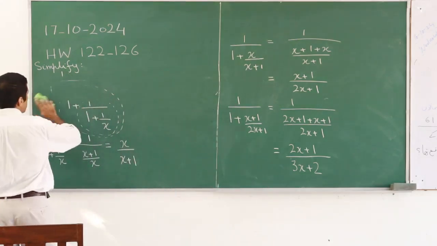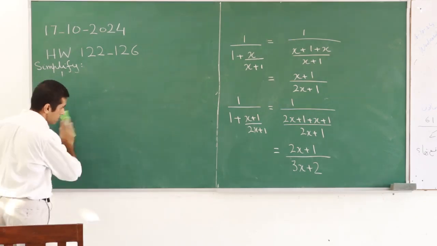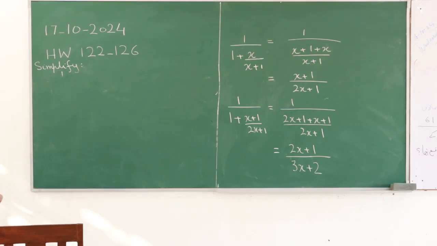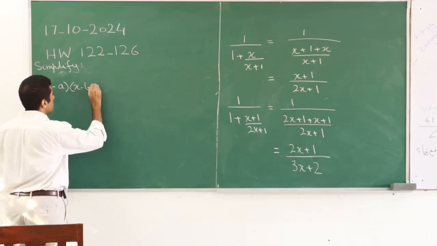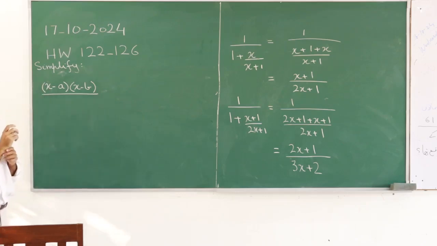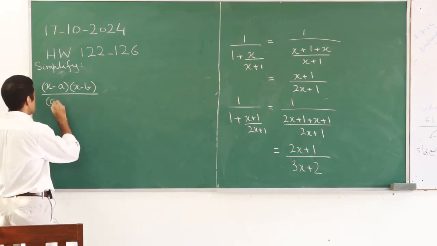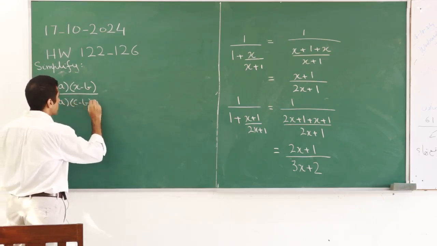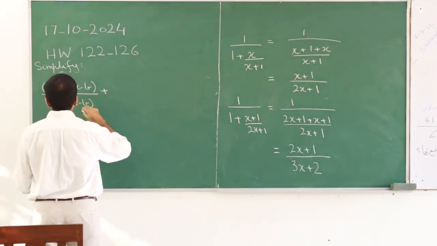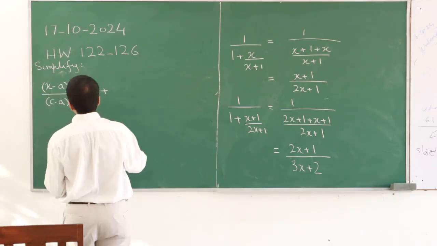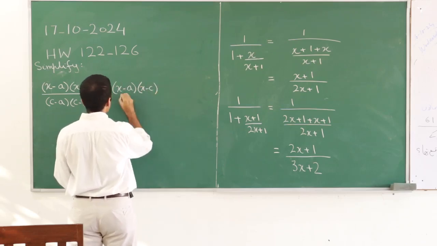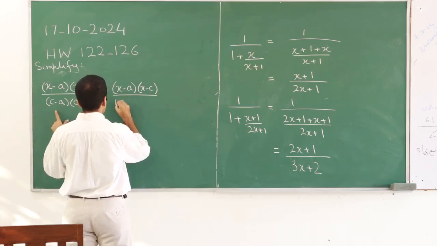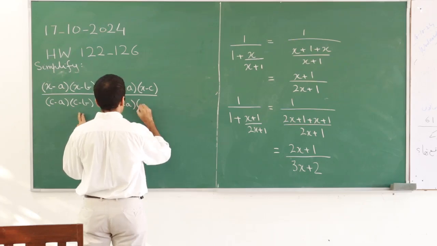So let's try to do something a bit more interesting, and let's try to simplify: (x minus a)(x minus b) over (c minus a)(c minus b), plus, I think this will be b, I have to change x, b, c, plus (x minus a)(x minus c) over (b minus c)(b minus a).